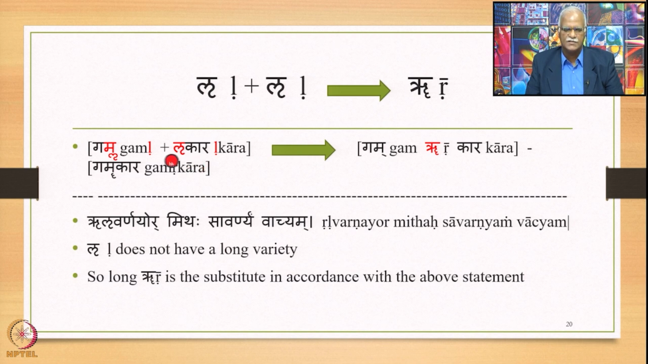Now in this case, this lu is savarna with this lu, and therefore 6.1.101 applies and substitutes the long vowel in place of both these lukaras. And here this vartika comes in handy and substitutes long ru in place of both lukaras. So we get gam ru kara. Lu does not have a long variety, so long ru is the substitute in accordance with the above statement.